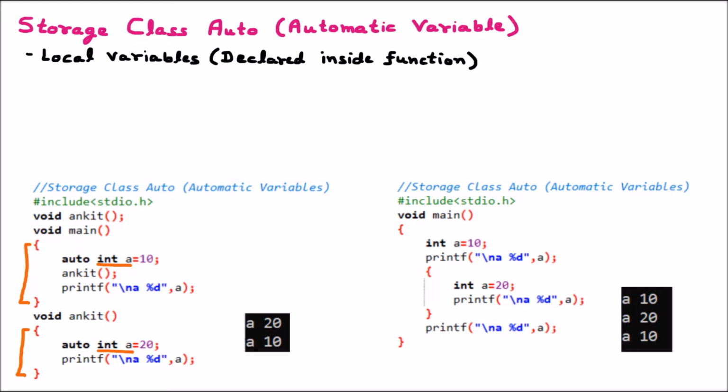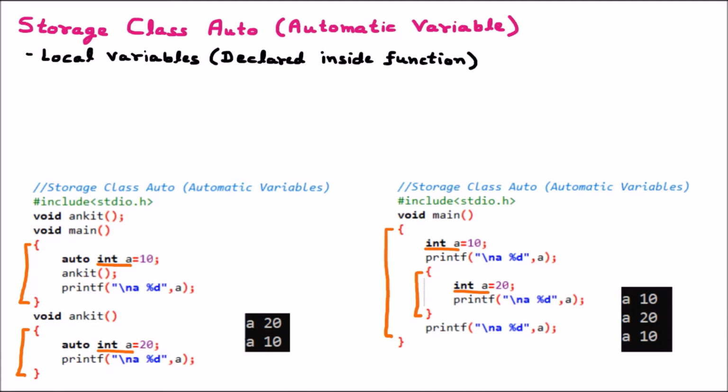In the other program, there is the void main. So there is a function available. Then we have declared int a. And we have one block available where we have normal brackets. We have declared int a.